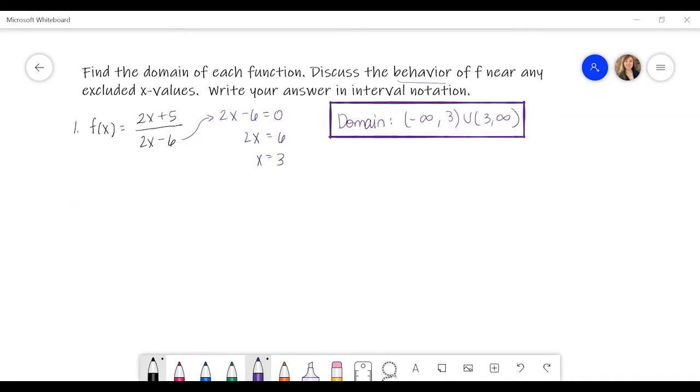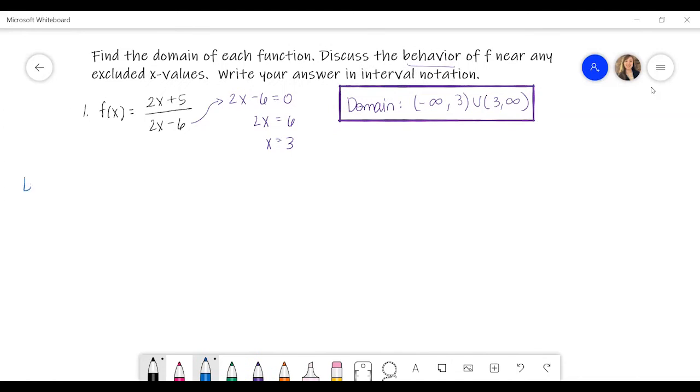Thought I turned that blue. Okay, so let's do values on the left. And I'm okay with 4. We don't have to do 5 like we did the last couple. So x and f of x. And we're trying to approach 3 from the left. So let's start with 2.